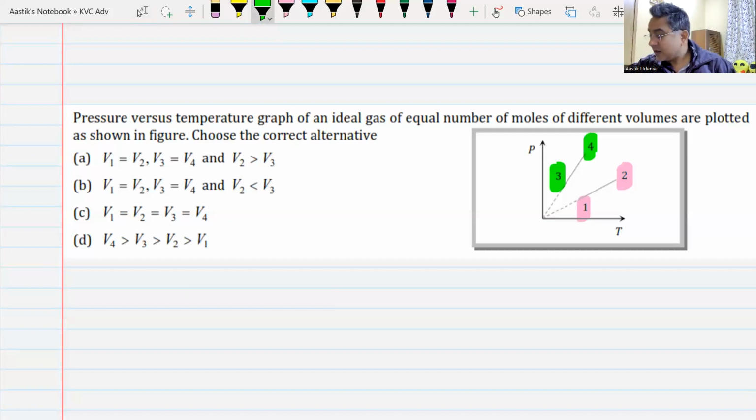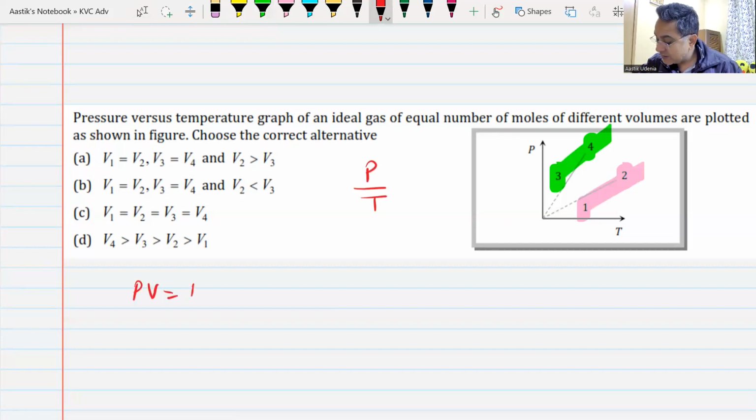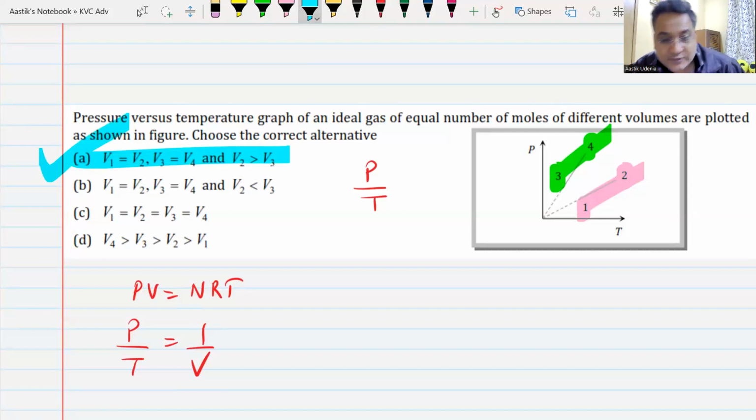Same line. Now, you can see the pink one's slope is less and the green one's slope is more. The slope is given by P by T. Now, PV is equal to nRT. So, P by T gives you 1 by V. That means the graph which has more slope will have less volume. The graph which has less slope will have more volume. Therefore, the correct answer is option A. Do we understand this? You understand this?